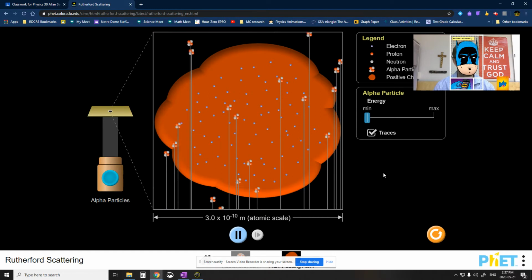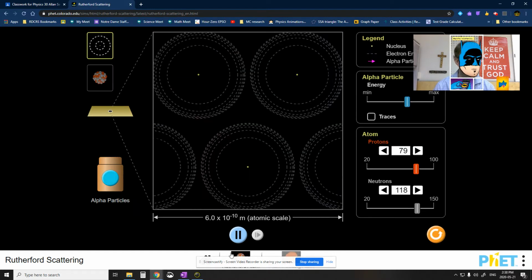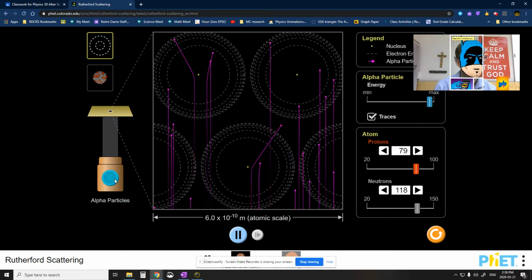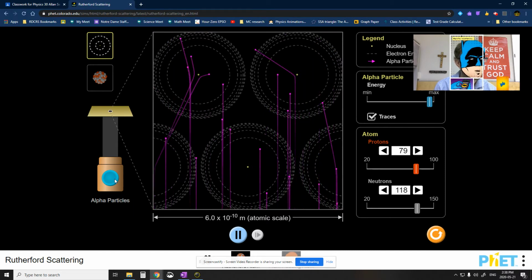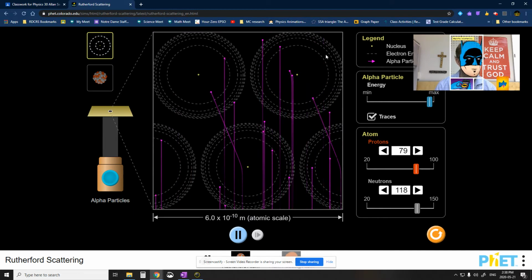Okay. So what he saw, though, was quite different. If I go back to the home screen, I hit Rutherford's model. What he saw was this instead. The scale is a little bit off here, but what he did is shoot high energy alpha particles, and I'll just put the traces in there. So he saw a lot of the alpha particles travel straight through. You can see a bunch of them, they just travel straight on through.